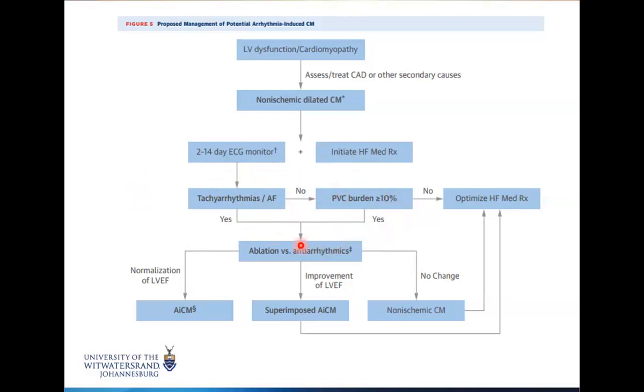So if that's the case, then we send these patients for ablation or we treat the arrhythmias, of which most of the time you will get normalization of the left ventricular ejection fraction. Or if this was an arrhythmia superimposed on another etiology of cardiomyopathy, you might just partially get improvement of the ejection fraction.